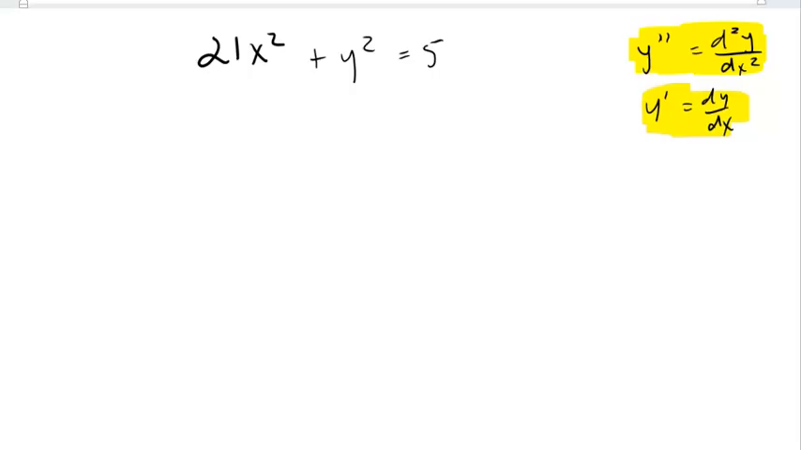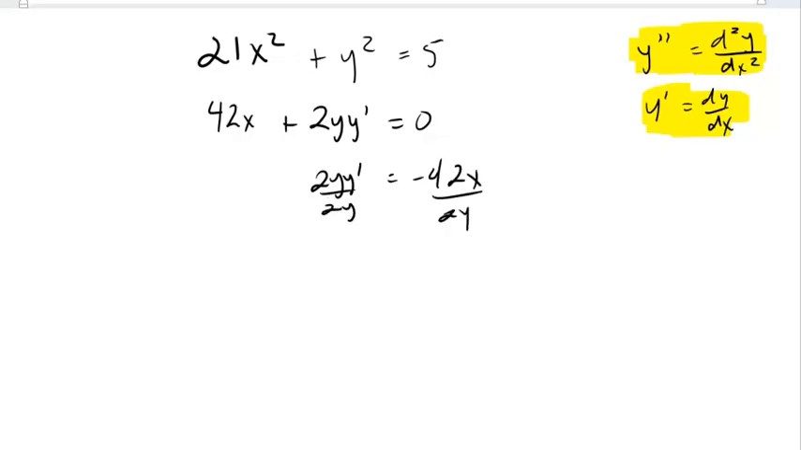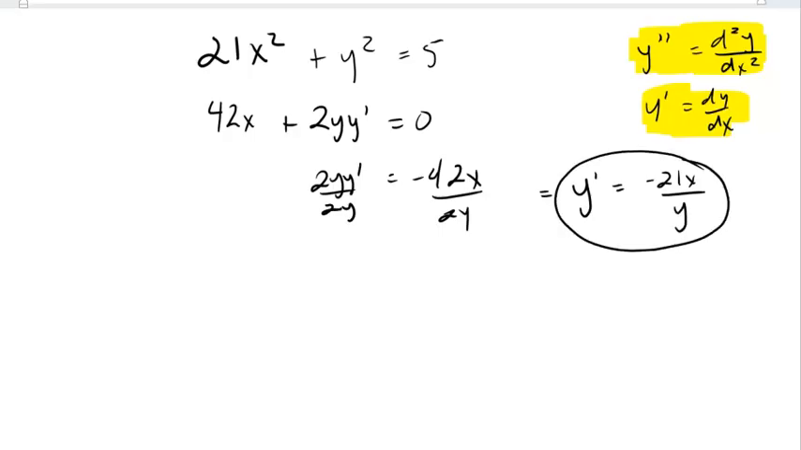So let's take the derivative with respect to x of both sides. That should give me 42x plus 2y y prime, chain rule, equals 0. Solve this for y prime. That's what we like to do for implicit differentiation, if we can. So y prime equals, I'm going to subtract 42x, and I'm going to divide by 2y, and I get my first derivative of negative 21x over y. That's nice.